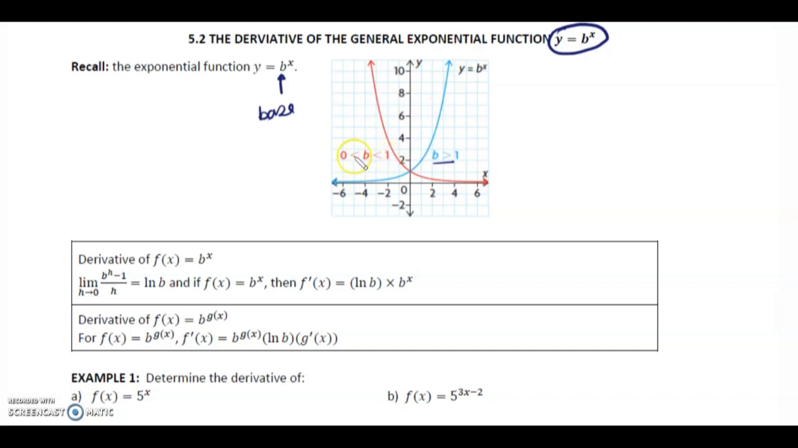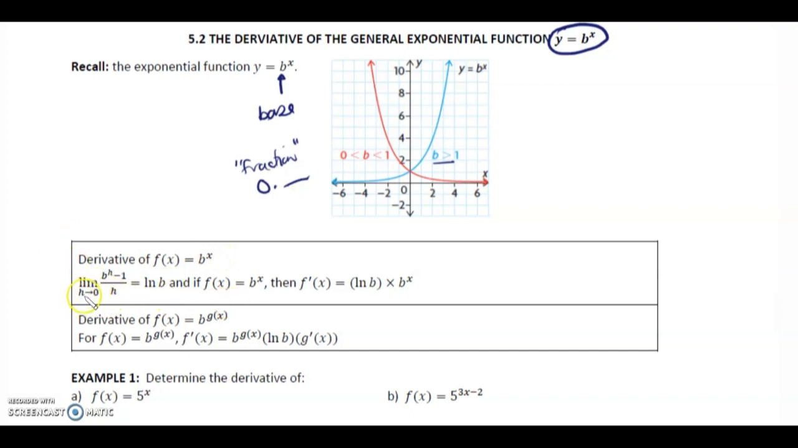And if b is a fraction, a number between 0 and 1, it's going to decrease to the right. And that's assuming no reflections.